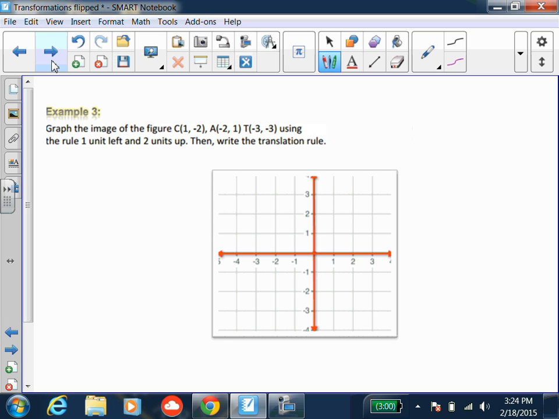Okay, it says graph the image of the figure CAT. So C is at (1, -2). A is at (-2, 1). And T is at (-3, 3). Excuse me, (-3, -3). So this is my pre-image.